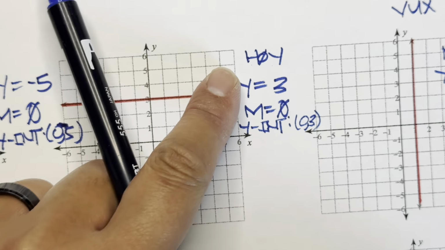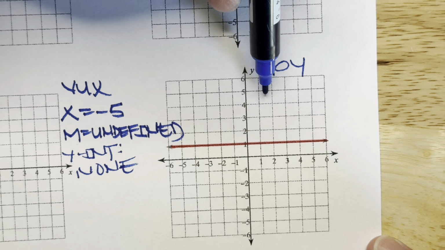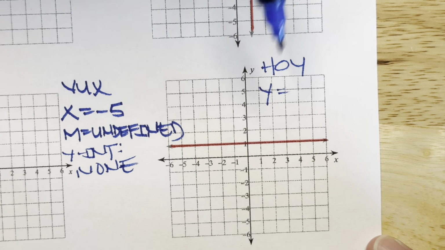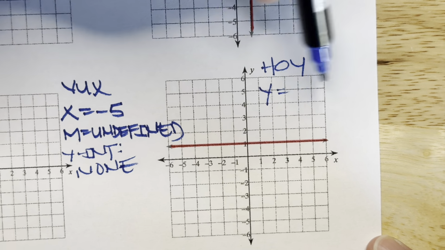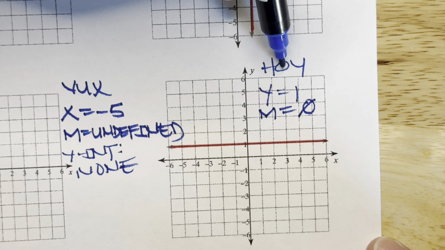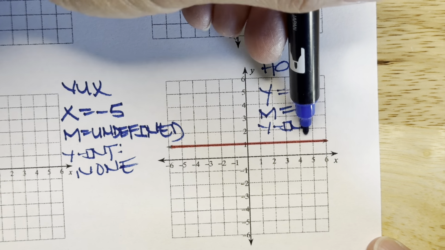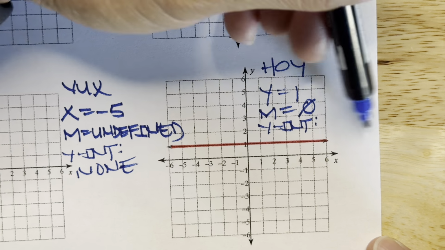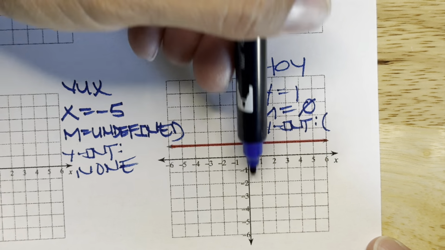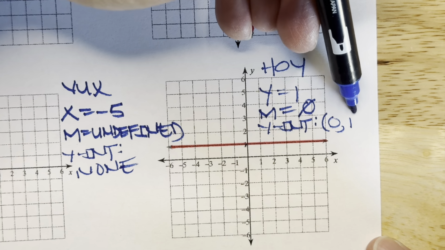Now here's our next one. This is horizontal, so this is a HOY problem. So our equation is y equals 1. It crosses the y-axis at 1. Our slope is 0, because HOY is for 0, and our y-intercept, we do have a y-intercept. It crosses the y-axis right here, at (0, 1).